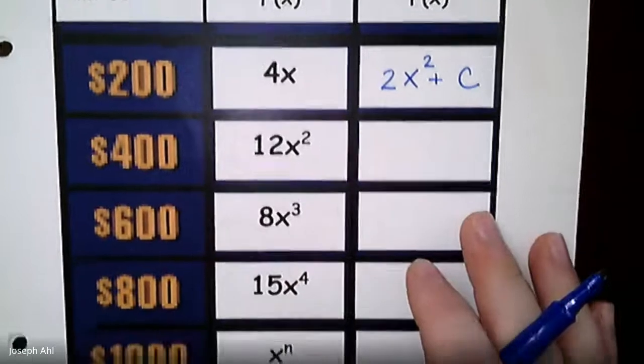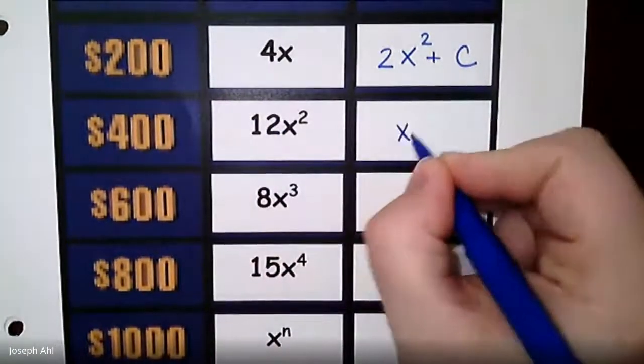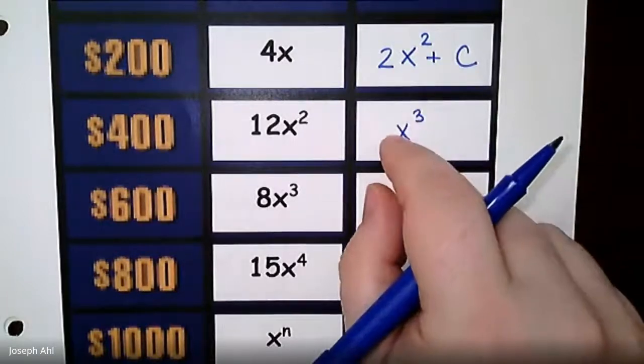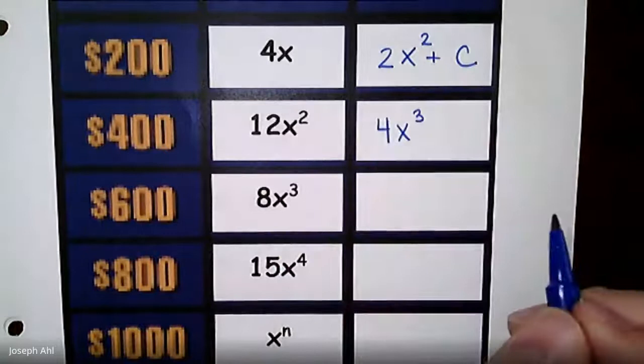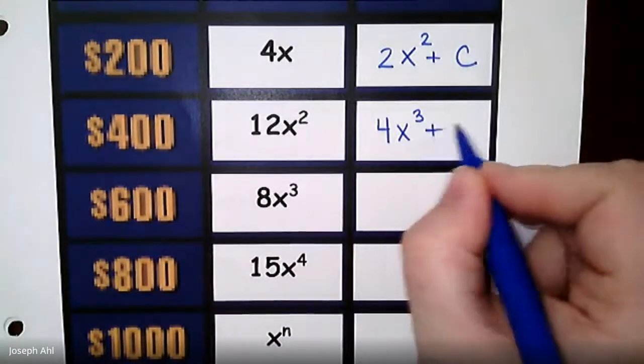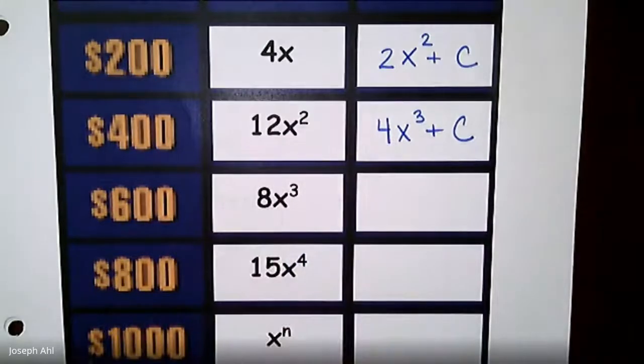All right, what about 12x squared? Same logic. If the original function would have to be 1 degree higher, x cubed, 3 times what other constant would produce that 12 out front? Well, hopefully something standing out near 4. Okay, 4x cubed plus c is the antiderivative of 12x squared.